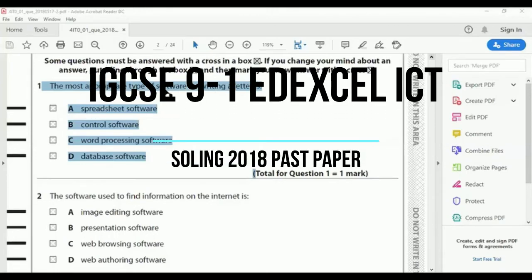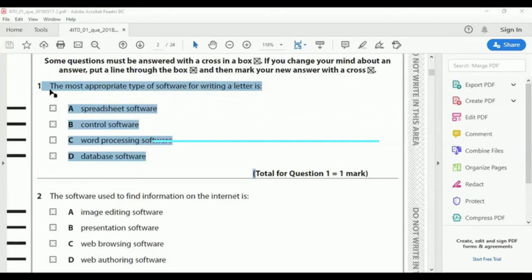Right, so today we're going to be looking at the 2018 question paper of ICT. This is from the old series, but we need to use this for practice because the curriculum is pretty much the same. So question 1, guys, MCQ.